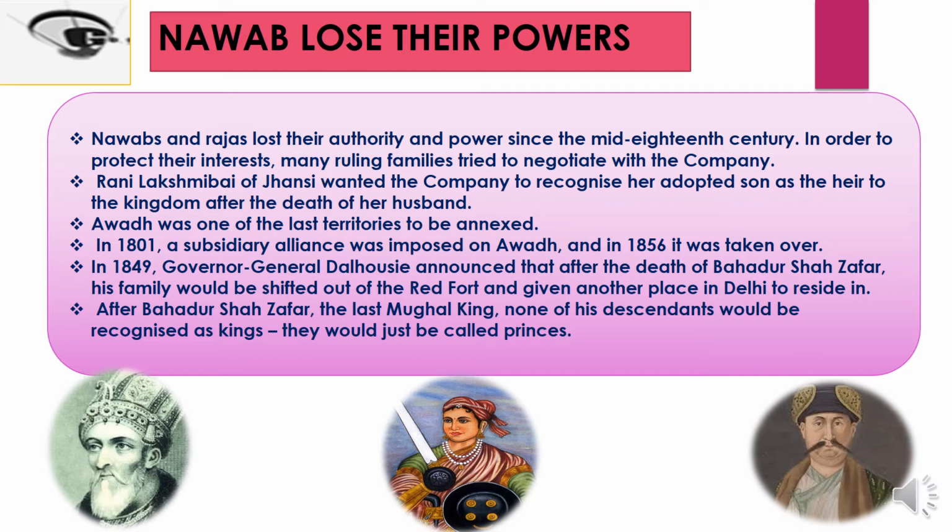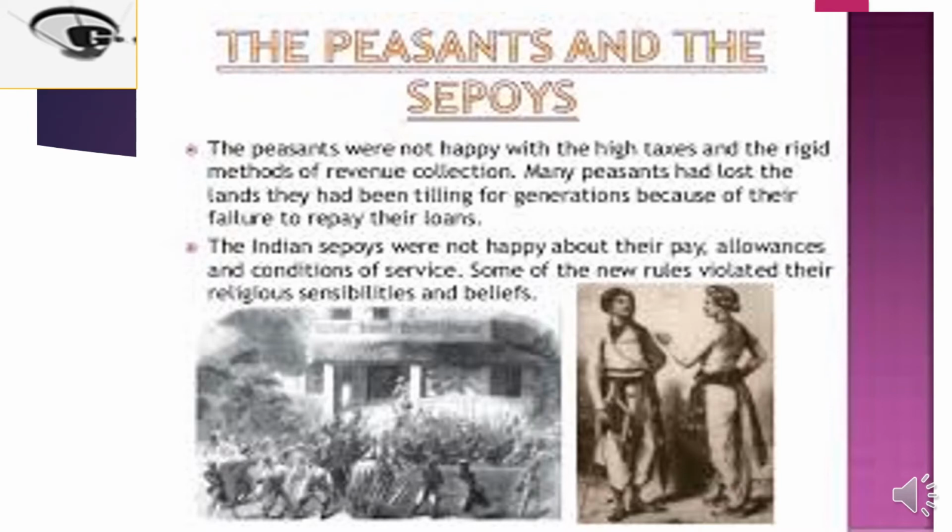The company even began to plan to bring an end to the Mughal dynasty, and Bahadur Shah Zafar was declared as the last king. The name of the Mughal ruler was also removed from the coins. In 1849, Governor General Lord Dalhousie announced that after the death of Bahadur Shah Zafar, no one else from his family would become the ruler. They would be shifted out of Red Fort and given another place to reside in. Lord Canning also decided that Bahadur Shah Zafar would be the last Mughal emperor, and after his death, none of his descendants would be recognized as kings. They would be just called princes.